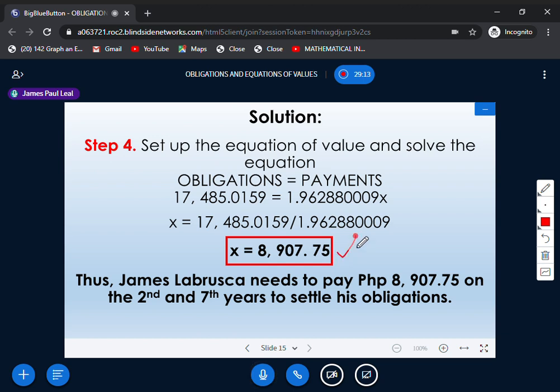8,907.75. Thus, we should say in conclusion that Mr. James Labrusca needs to pay 8,907.75 on the second year at seventh year. So, parehas yung babayaran ng gantong amount yung second year at seventh year na hiniram niya po. Okay? Second year and seventh year to settle his obligation. Okay? So, that's how we are going to formulate an equation of values.